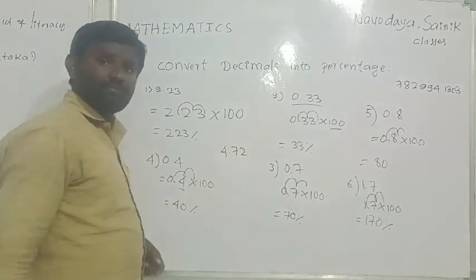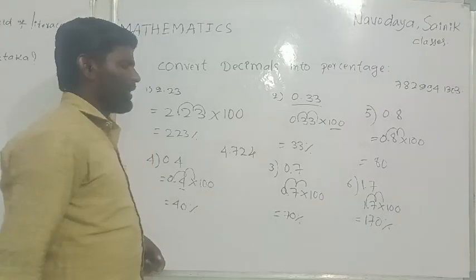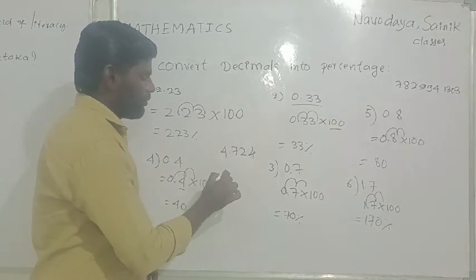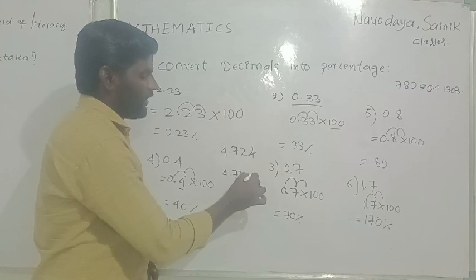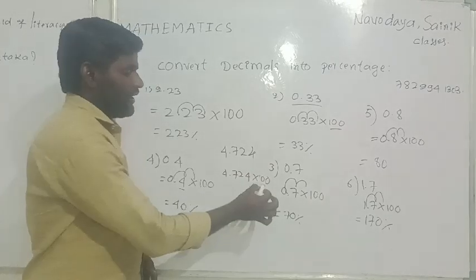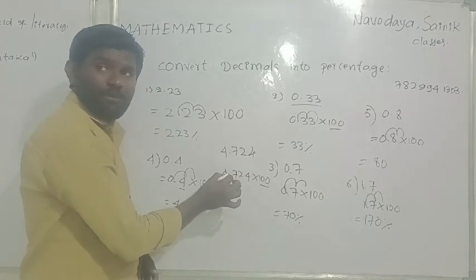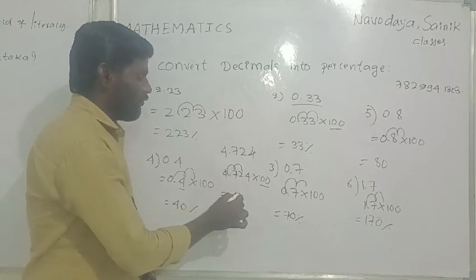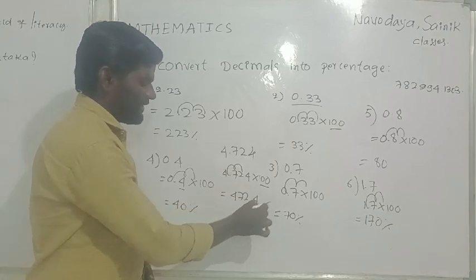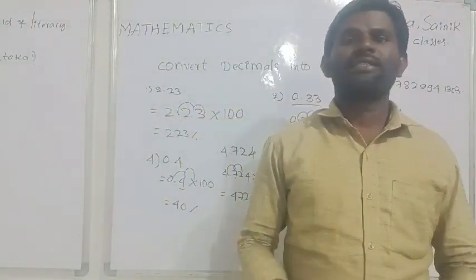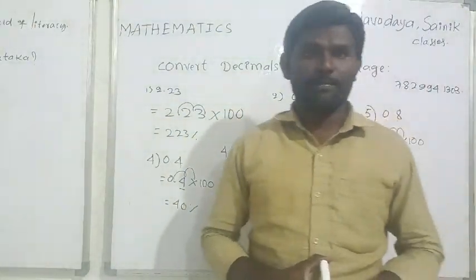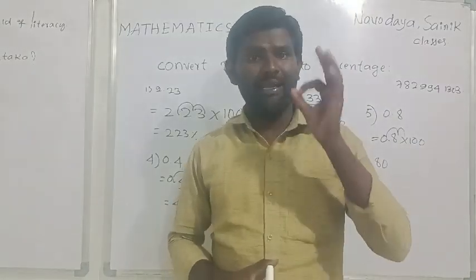Suppose let's come to 4.724. Take any number, 4.724. Convert into percentage. 4.724 into 100. Here 2 zeros are there. Move the decimal point 2 steps to the right side. 1, 2. Percentage is 472.4%. I hope you understood very clearly.